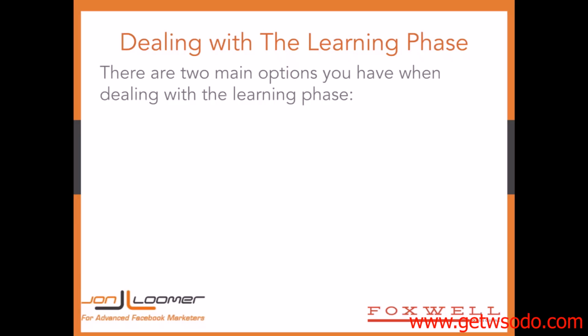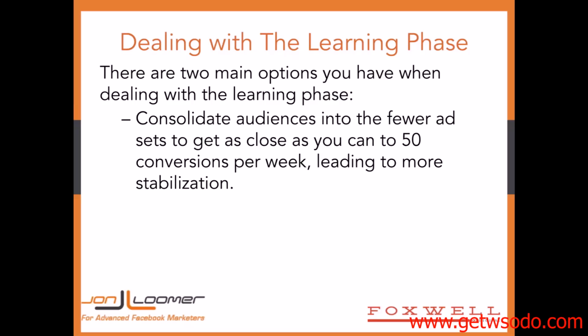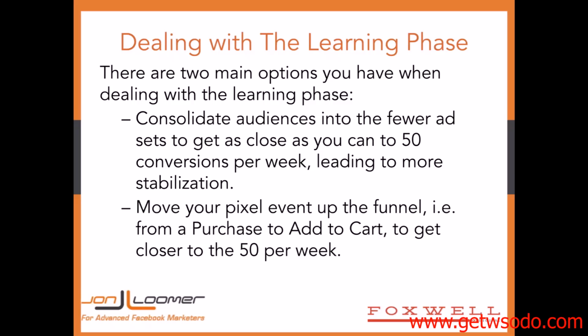So dealing with this, right, there are a couple options that you have. You can consolidate audiences into fewer ad sets. We'll talk about this audience consolidation, but you can consolidate these things into fewer ad sets to get as close to that 50 per week. Over time, you can separate them out, but initially bringing lookalike audiences and remarketing audiences together as you're trying to help Facebook learn about you, especially if you're newer, that can be helpful to get through that learning phase. Or you can move the pixel event up. Instead of optimizing for a purchase, you can optimize for an add to cart, and it'll find people quicker that look like those that would add to cart, potentially getting you closer to the 50.